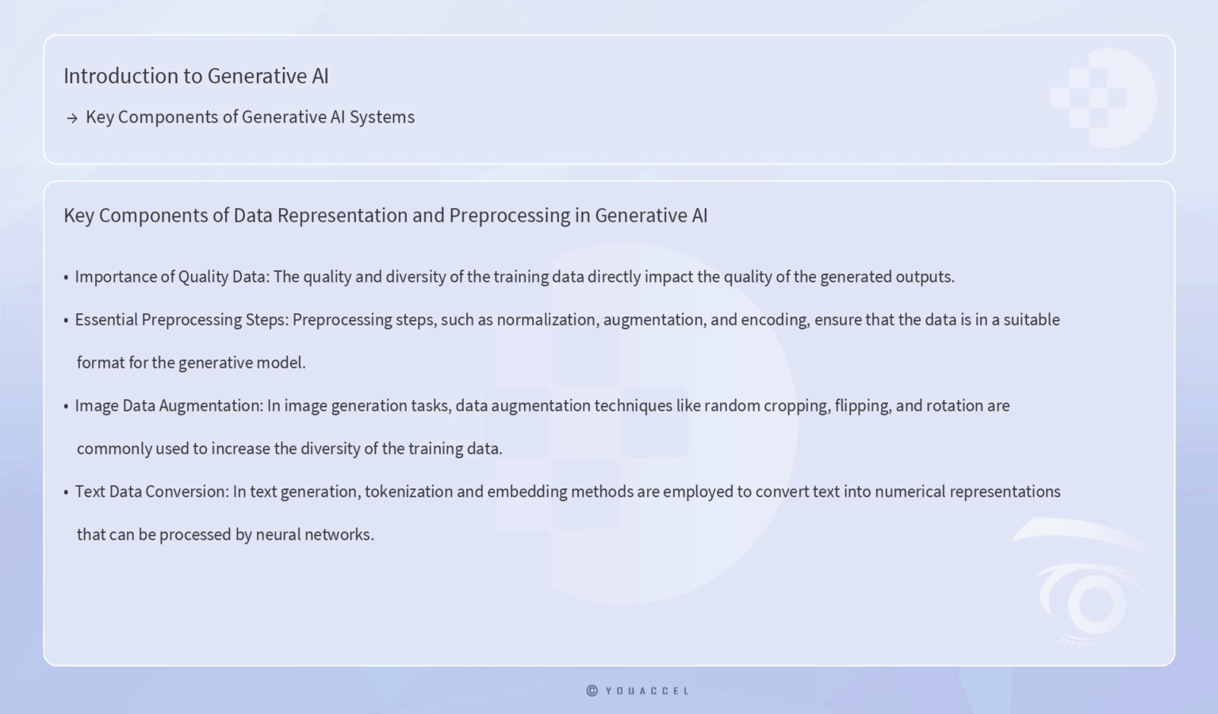Data representation and pre-processing play a pivotal role in the success of generative AI systems. The quality and diversity of the training data directly impact the quality of the generated outputs. Pre-processing steps, such as normalization, augmentation, and encoding, ensure that the data is in a suitable format for the generative model. For instance, in image generation tasks, data augmentation techniques like random cropping, flipping, and rotation are commonly used to increase the diversity of the training data and improve the generalization ability of the model. Similarly, in text generation, tokenization and embedding methods are employed to convert text into numerical representations that can be processed by neural networks.